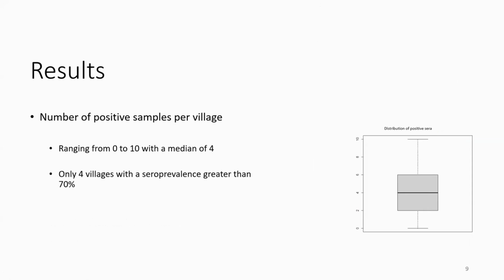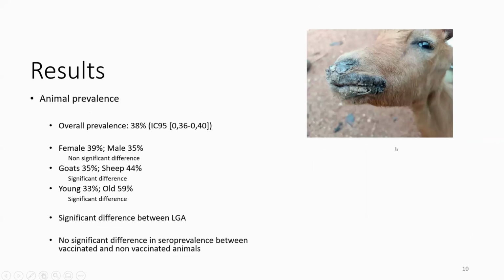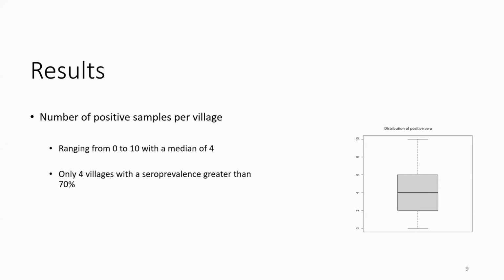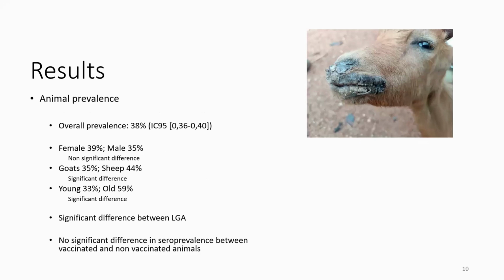And on the basis of positivity per village, if you check the distribution of positive sera using the whiskers, it ranges from 0 to 10 with a median of 4, and only 5 villages had seroprevalence greater than 70%, as I showed in the previous slides.